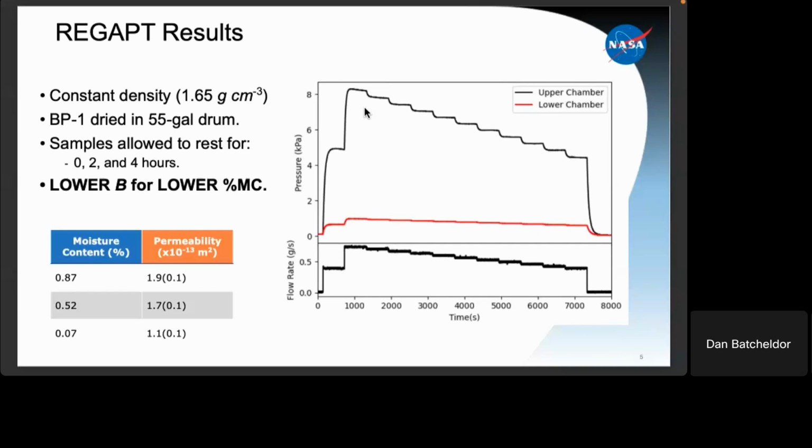And when we ran the permeability differential pressures and then backed out what the permeability was, we measured 1 × 10⁻13 meters squared on that permeability.